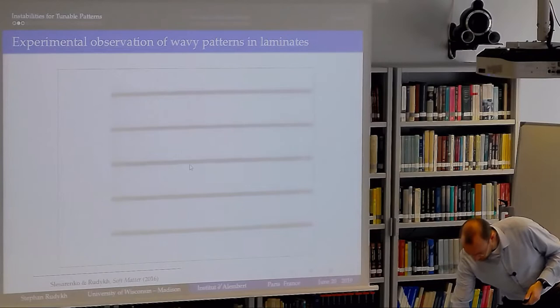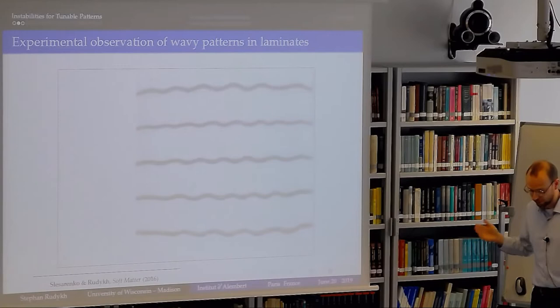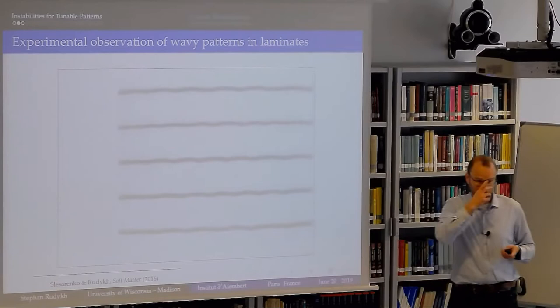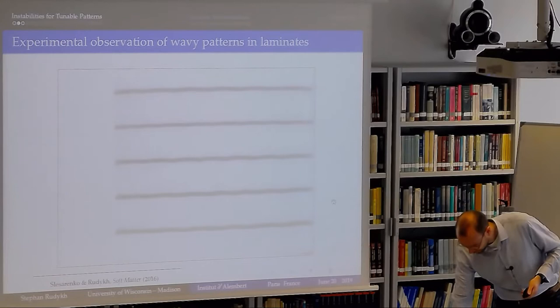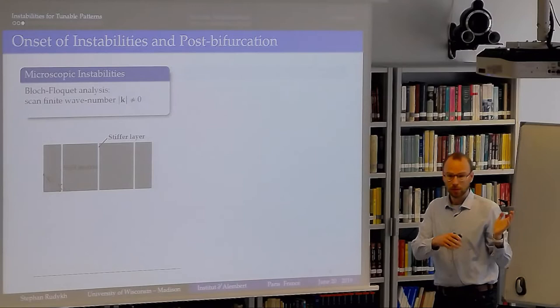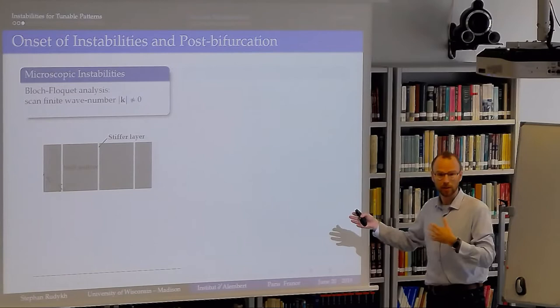Nothing very special: you compress it to a certain level, the stiffer layers buckle, and develop these very nice wavy shapes that agree very well with analytical predictions and with numerical simulations. I will not go into too much detail, but just outline what we do. The first part is that we use what is called small-on-large analysis: first finite deformations, and then the instability analysis in terms of small amplitude changes.